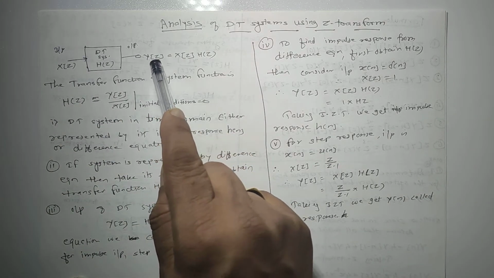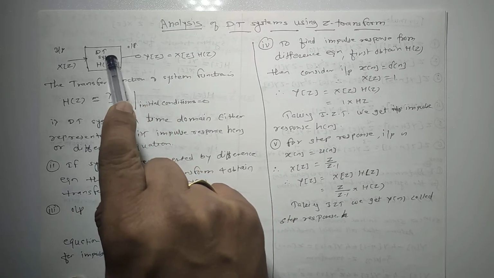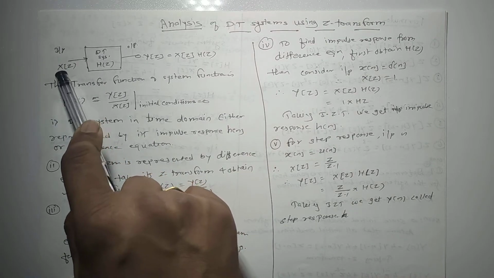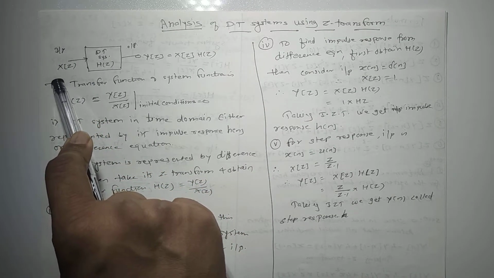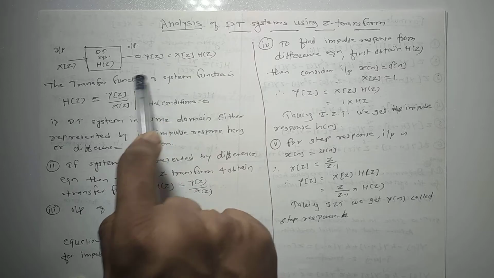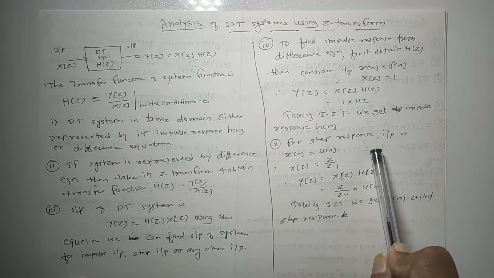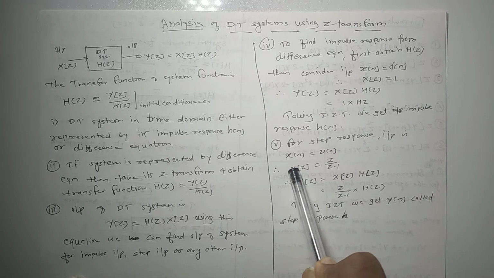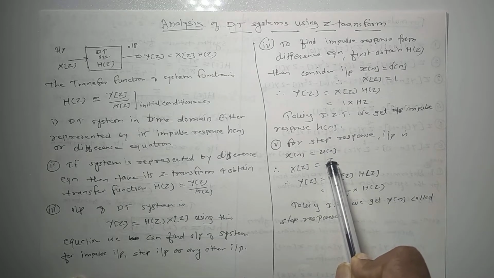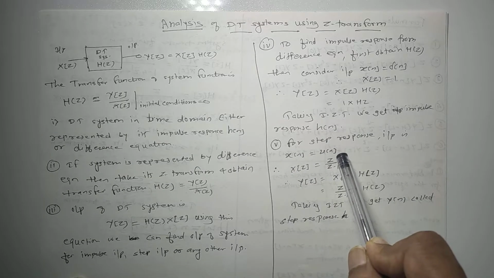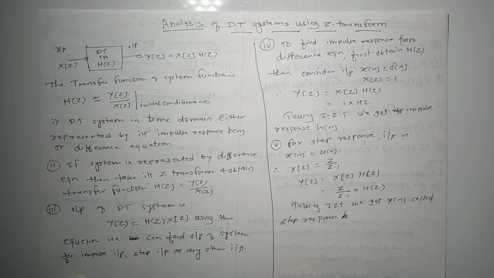To find the step response, you have to change the input. Step response means the output of the system for step input. So you have to apply the unit step input u of n and find out the output of the system; that is what we call the step response. While finding the step response, we consider the input x of n is equal to u of n, and taking its Z transform, X of z is equal to the Z transform of u of n, which is z upon z minus 1.